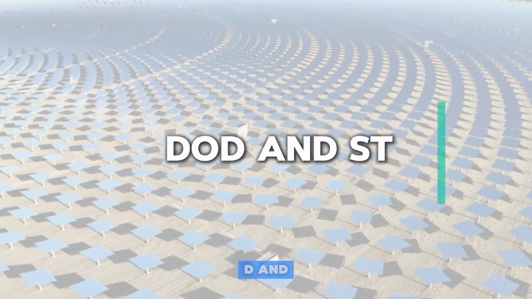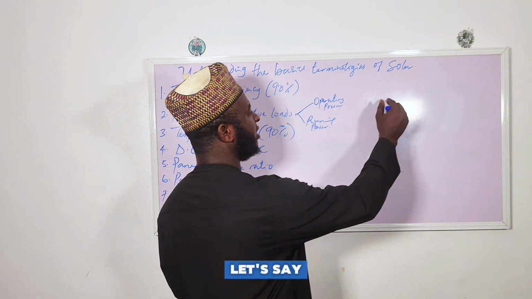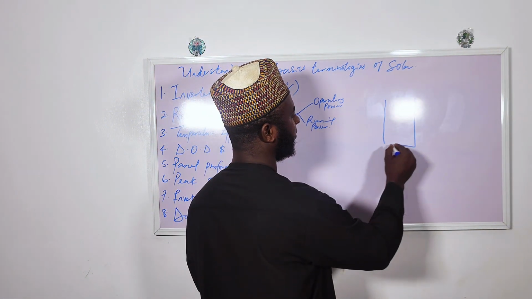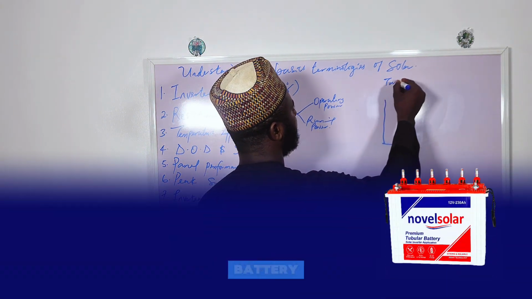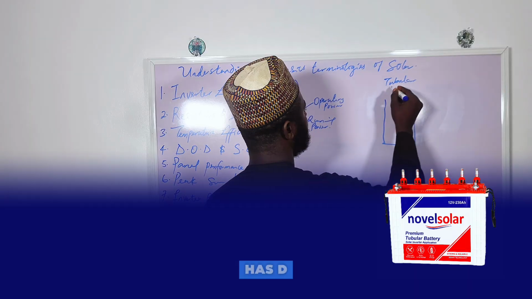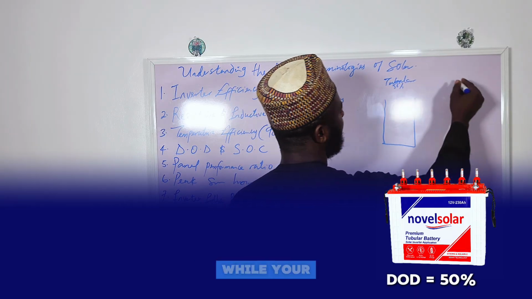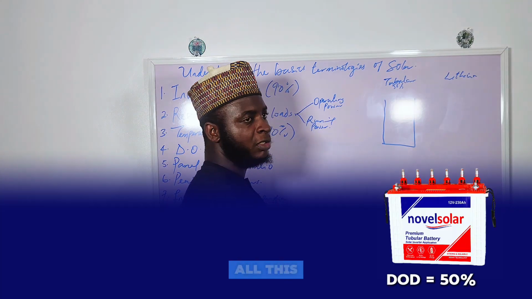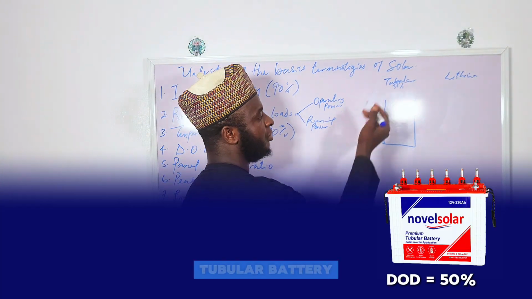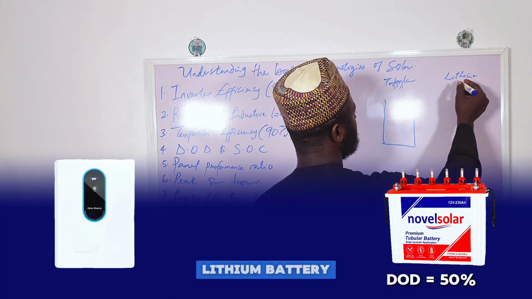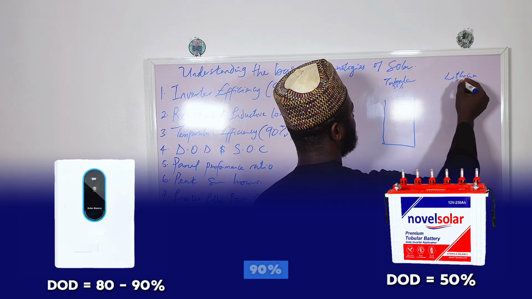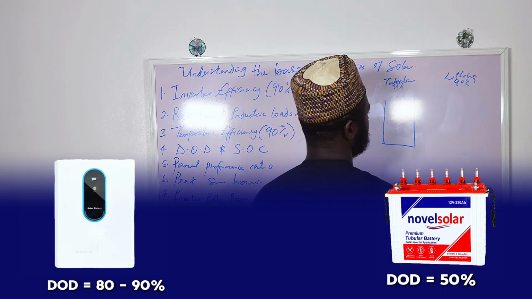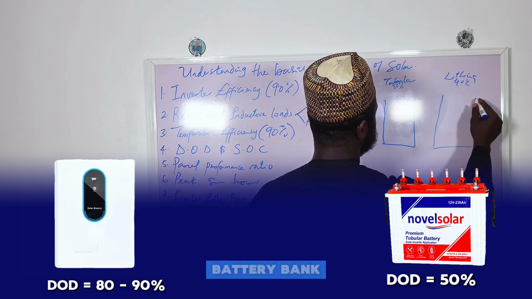Number 4, we have DOD and state of charge, SOC. So let's say this is your battery bank. This is for a tubular battery. A tubular battery has a DOD of 50%. Tubular battery is one of the lead acid batteries, while your lithium battery is around 80 to 90%. Let's use 90%.